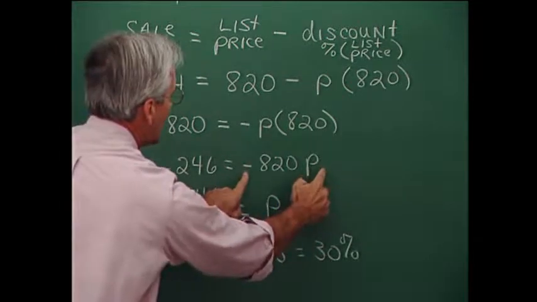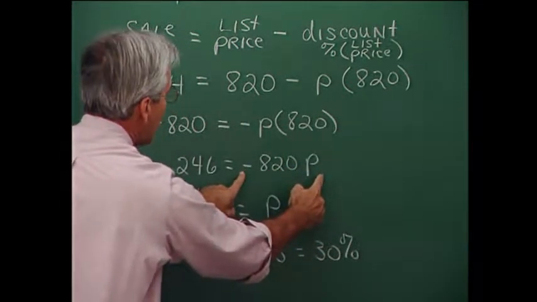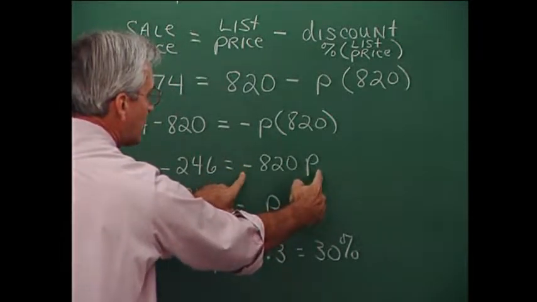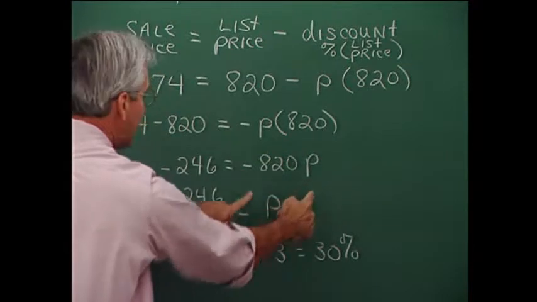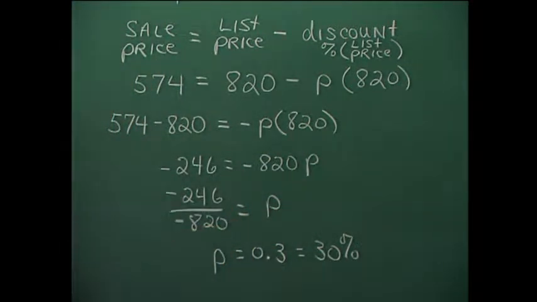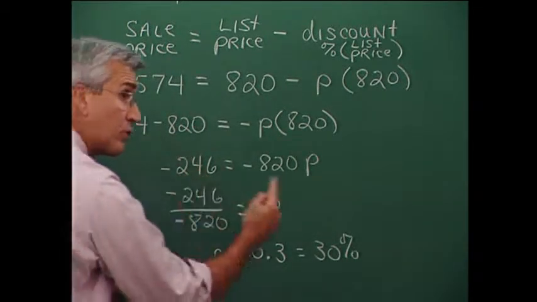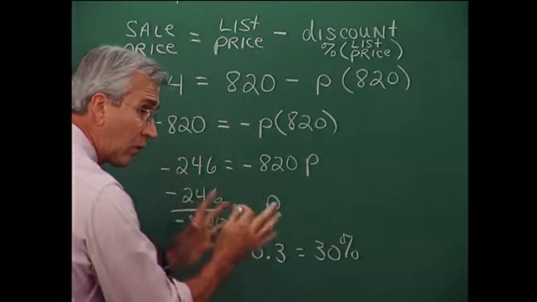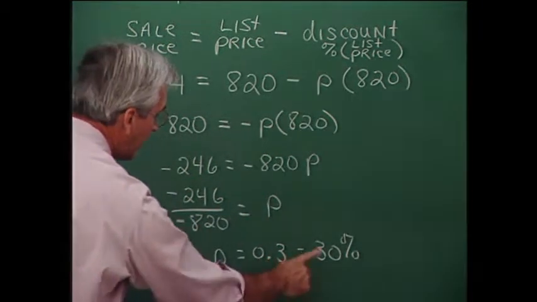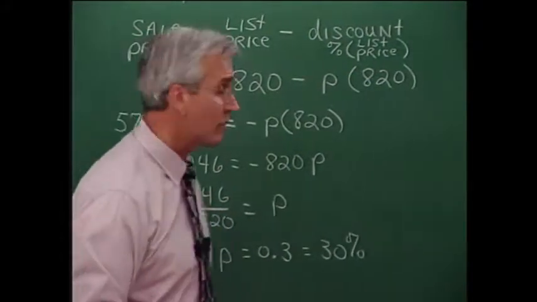We would divide on both sides by the coefficient of P, whether it's written like this or written like this, and that means we're dividing on both sides by negative 820. When we divide by negative 820 over here, we get the cancellation as expected to give P. When we divide by negative 820 over here, we get this fraction. Dividing here, we find P to be 0.3, and we want this as a percent because we're looking for the discount rate, a percent. So we change 0.3 into the percent by sliding the decimal 2 places over and tacking on a percent sign. The discount rate then is 30%.